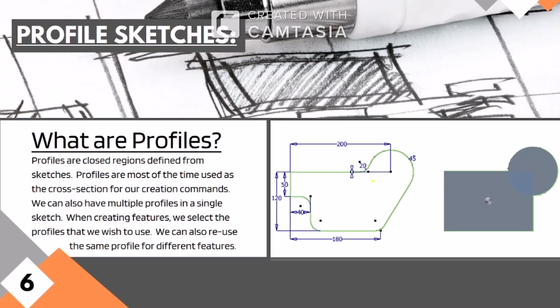So we mentioned that profiles are those closed regions in our sketches, and that's what Inventor and other CAD programs use in order to define and execute extrude commands, cut commands, so on and so forth. We can have multiple profiles in a single sketch. When this happens, all we have to do is just select the profiles that we want to use in that creation command. So pretty easy.